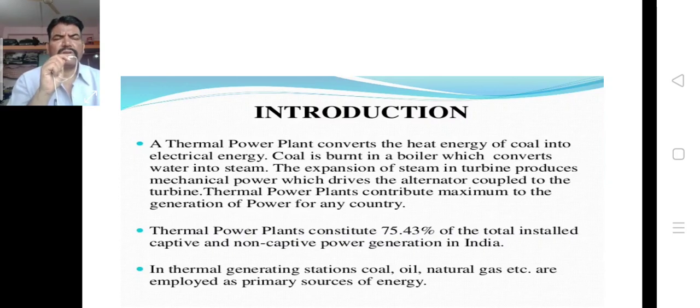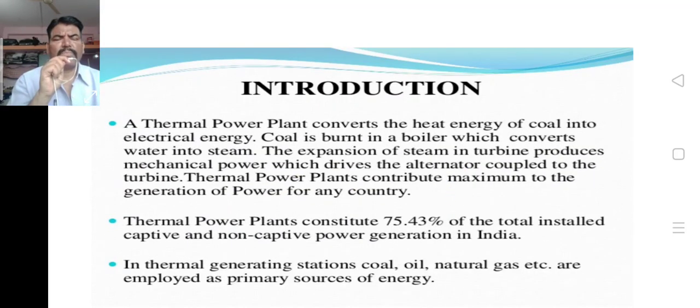In the introduction of thermal power plant, a thermal power plant converts the heat energy of coal into electrical energy. Coal is burnt in a boiler which converts the water into steam. That is why the boiler is called a steam generator. The expansion of steam in the turbine produces mechanical power which drives the alternator coupled to the turbine. So here the mechanical work happens.